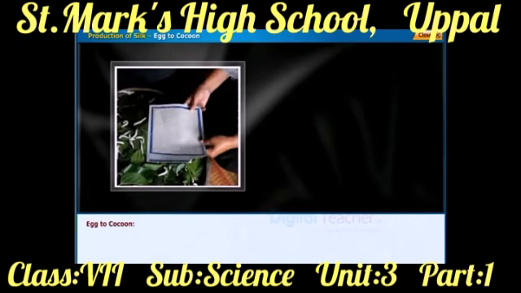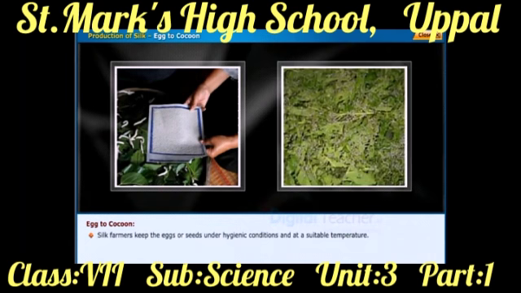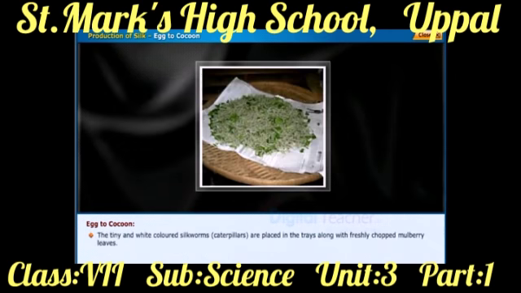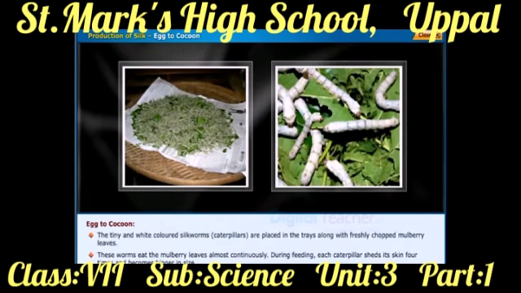Egg to cocoon. Silk farmers keep the eggs or seeds under hygienic conditions and at a suitable temperature. After some time, these eggs hatch into larvae, which are also known as caterpillars or silkworms. The tiny, white-colored silkworms are placed in trays along with freshly chopped mulberry leaves. These worms eat the mulberry leaves almost continuously. During feeding, each caterpillar sheds its skin 4 times and becomes bigger in size.